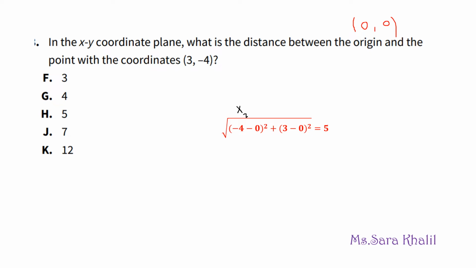X2 minus x1. This question would be way easier if you just don't put the zeros that I added over here. If you just do 3 squared plus 4 squared under the root, you will get the answer directly, because there's no use of doing this. I just want to show you using the formula. So if you do using the formula, pretend these are x1 and y1 and these are x2 and y2. So -4 minus 0 all squared plus 3 minus 0 all squared. Your answer is going to be, after the root, a root of 25, and so the answer is going to be 5.